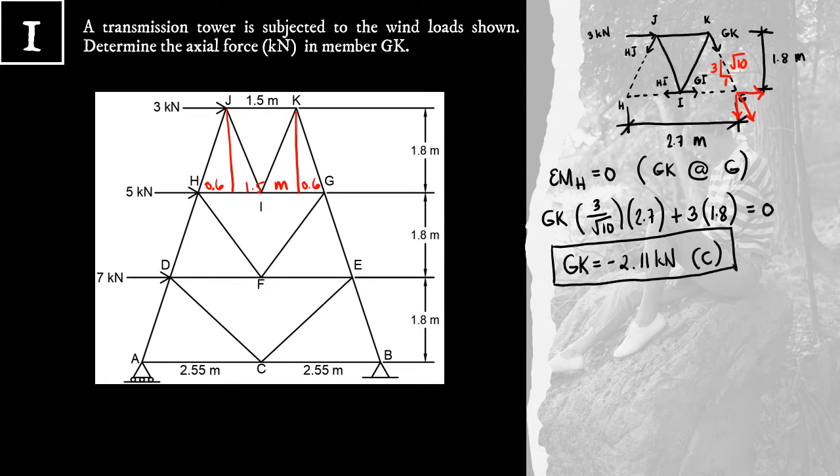This value is more accurate than the value we solved in method of joints, because here in method of sections, we did not round off our values to 2 decimal places. Therefore, this is the exact value for GK.